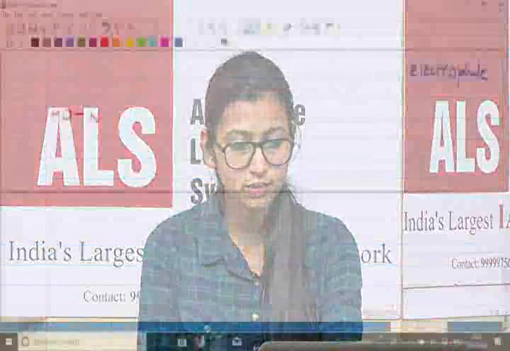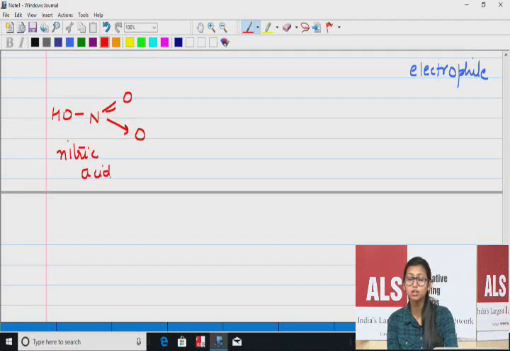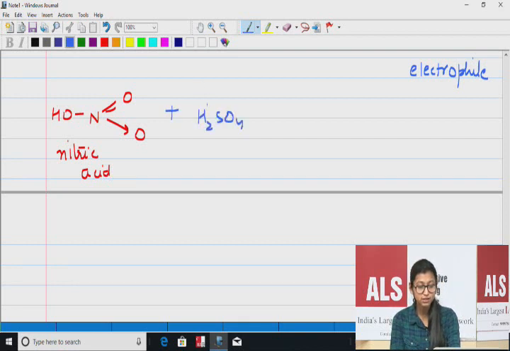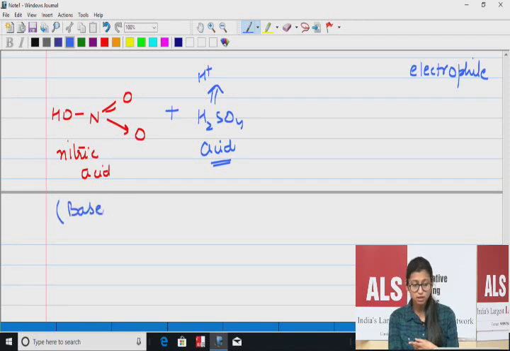I have made a structure of the nitric acid. This is the nitric acid. And in the presence of more stronger sulfuric acid, this is the H2SO4 which is giving the H plus ions, which is continuously giving the H plus ions because it is acting as an acid. It's a strong acid. And nitric acid, although it's an acid also, but in the presence of H2SO4, it is acting as a base. Now, what is the work of a base? The base accepts the H plus ion. This is what I'm saying.